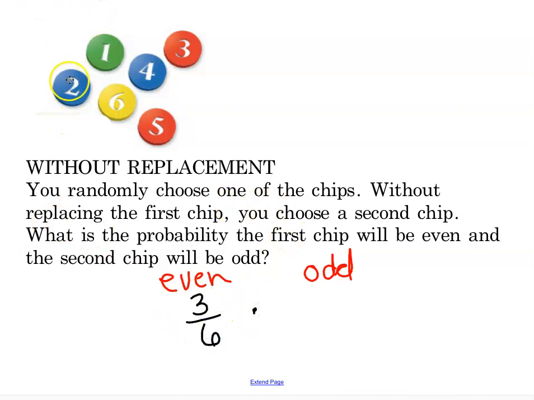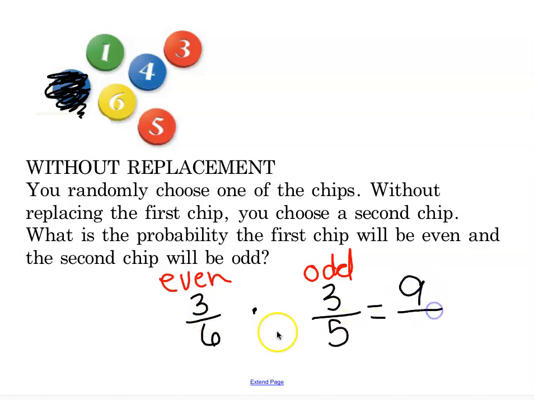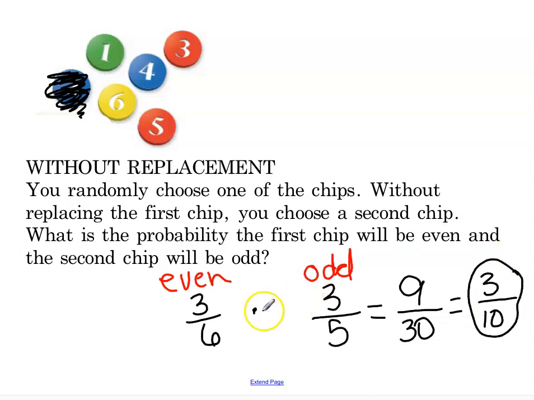Now we are going to assume we picked the even. You always assume you got what you wanted. Now the next pick has to be an odd. So that is 3 and there's only 5 left. So now we multiply together. 3 times 3 is 9. 6 times 5 is 30. And we can reduce because 3 goes into both. So this becomes 3/10.